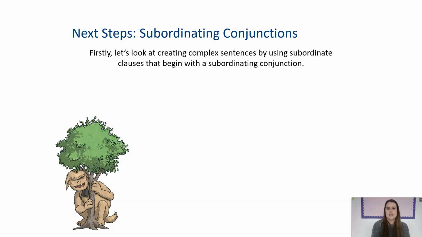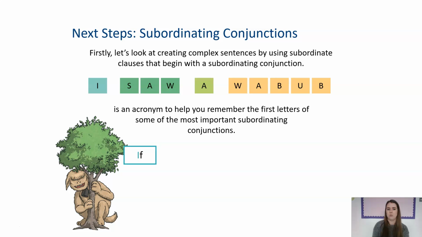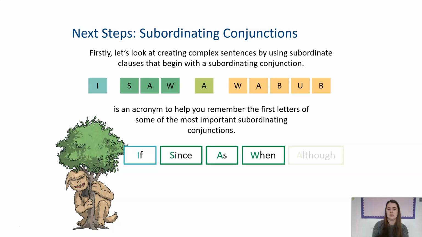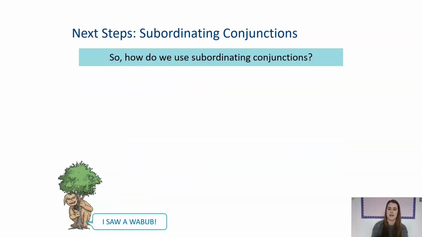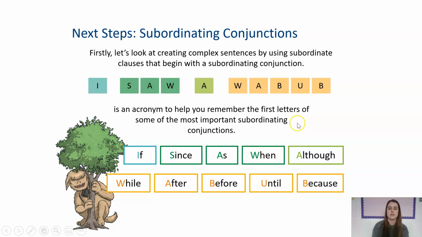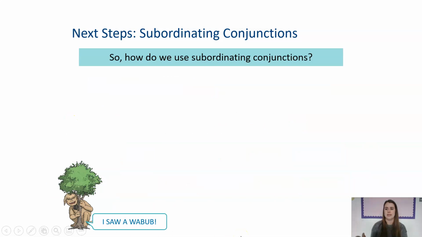Let's have a look at creating some complex sentences using subordinate clauses. We're going to do it so they begin with a subordinating conjunction. We have: if, since, as, when, although, while, after, before, until, and because. Those are our subordinating conjunctions, and those are the words that we're going to focus on using in today's lesson.